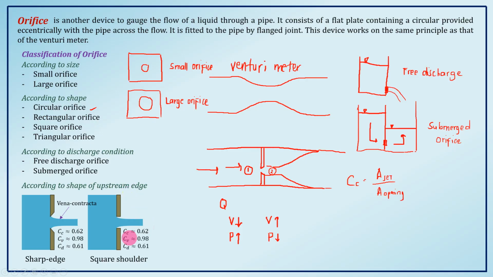So, 0.62, CV 0.98, CD is 0.61. These values of the device coefficients came from a series of experiments using a sharp edge orifice and a square shoulder orifice. Those are their given values. Well, you don't need to memorize these because, as you have seen in our problems, the coefficients of the devices are always given. Okay, if not given, you can get their values through the relationships of the actual and theoretical values.